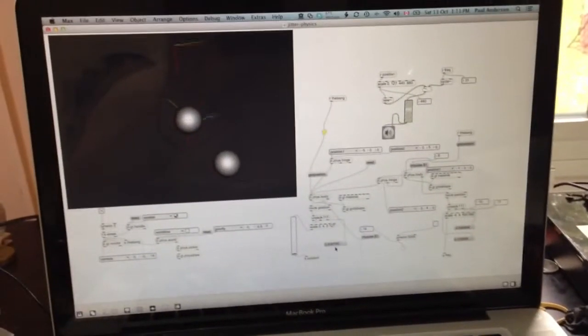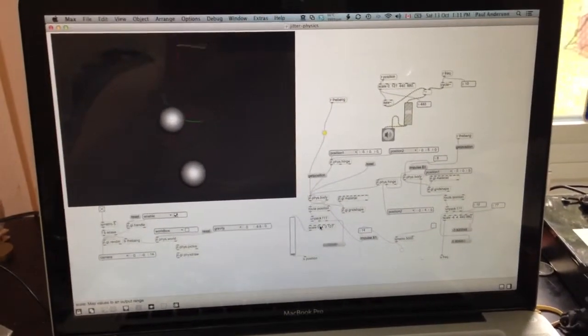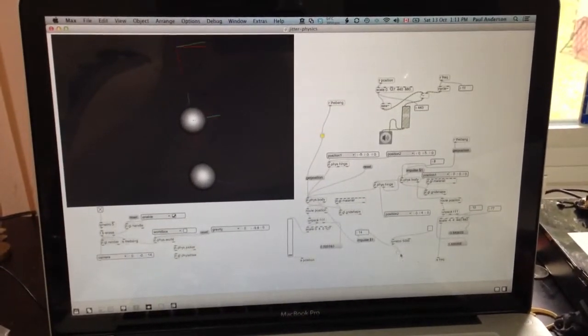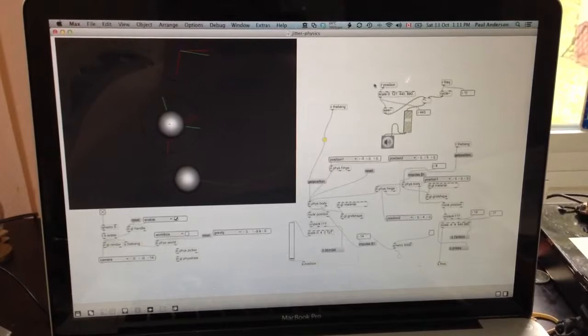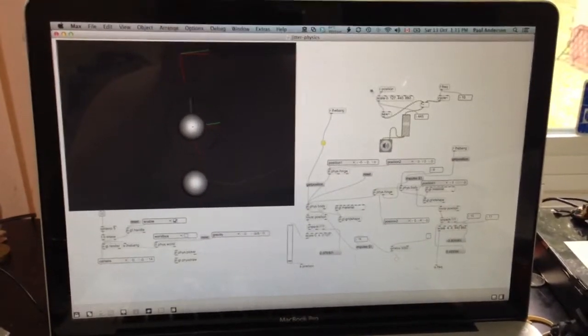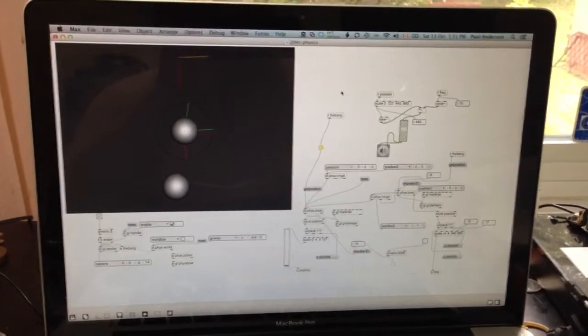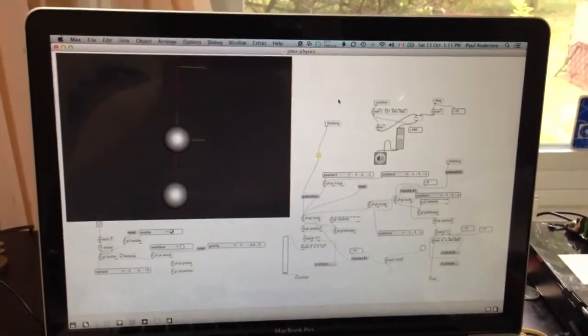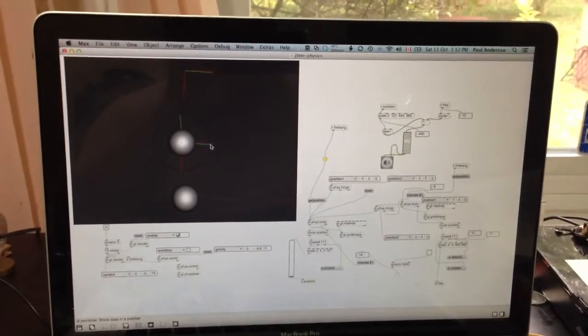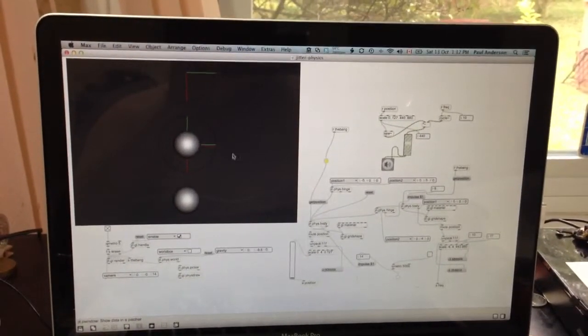Now, what happens is the position is sent to a pair of oscillators here. So their frequency is driven by the vertical position of the two spheres.